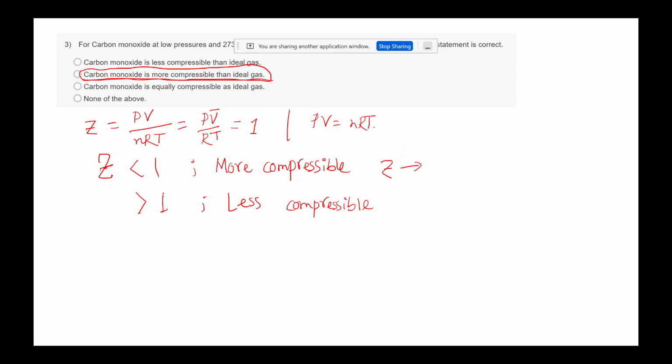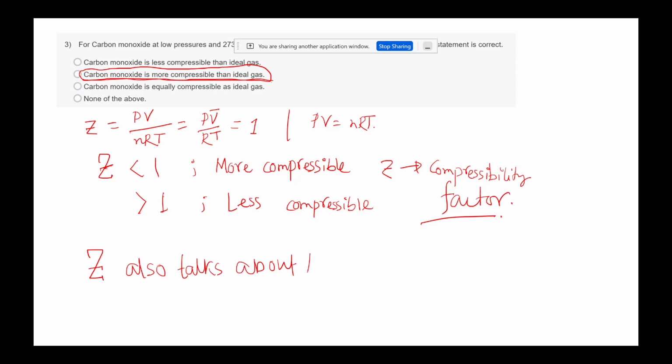Z is also called the compressibility factor. Okay. And Z is also a measure that talks about how a real gas deviates from an ideal gas.